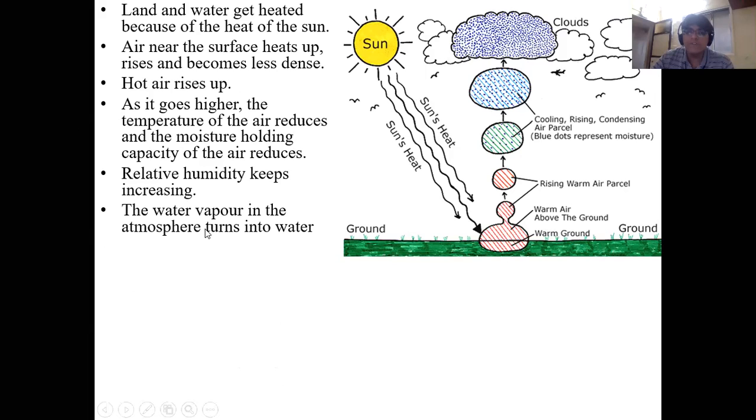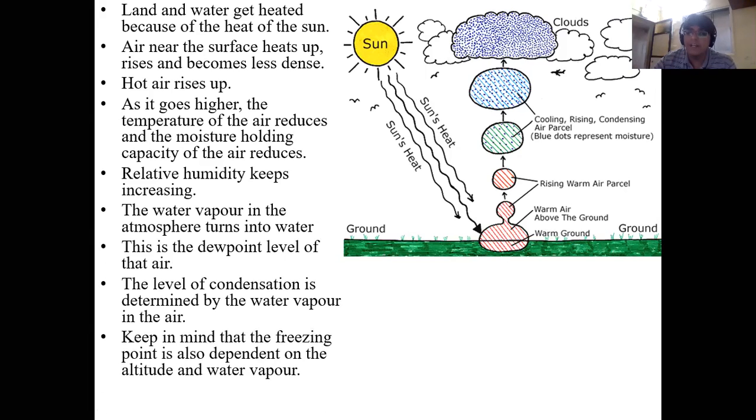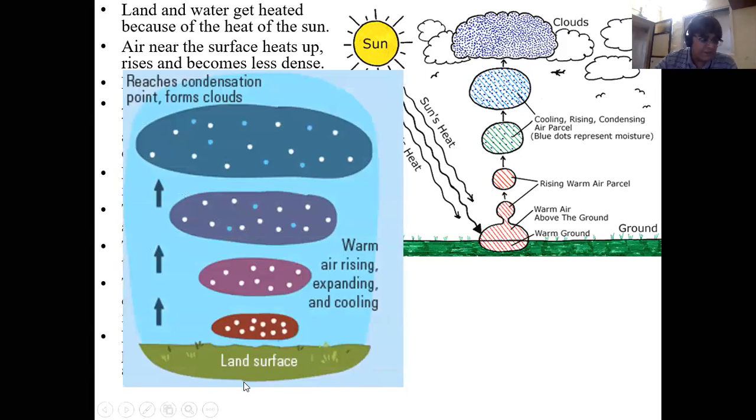The water vapor in the atmosphere turns into water, that is condensation takes place. This is the dew point level of the air, that is saturation takes place. The level of condensation is determined by the water vapor in the air, keeping in mind that the freezing point is also dependent on the altitude and the water vapor. So from the land surface, warm air is rising, expanding and cooling, relative humidity increases, saturation occurs, dew point occurs, and condensation takes place, and then relative humidity increases, temperature decreases, and precipitation will occur.